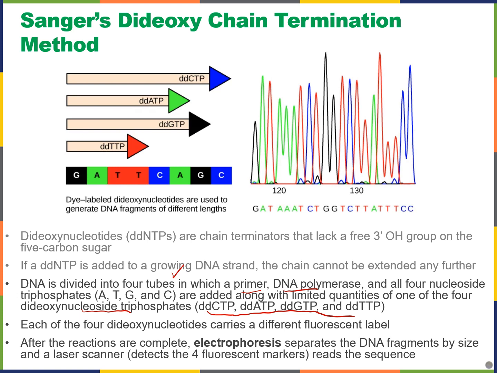Each of these 4 dideoxynucleotides is going to be labeled with a different fluorescent color, so that we can easily identify each of the 4 bases later on. After the reactions are complete, we use something called electrophoresis to separate the DNA fragments by size, and then a laser scanner reads through the sequence to report the final DNA sequence of our DNA sample of interest.